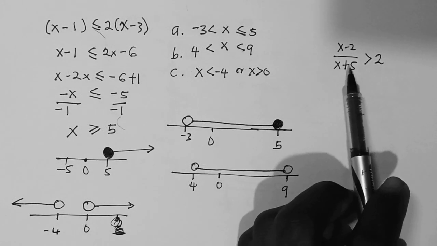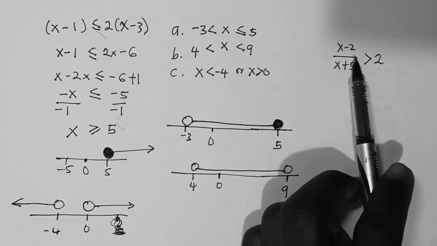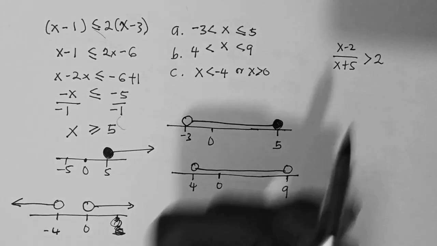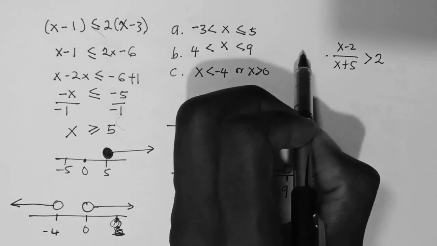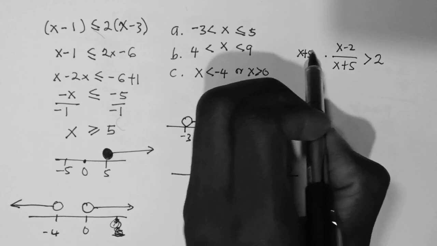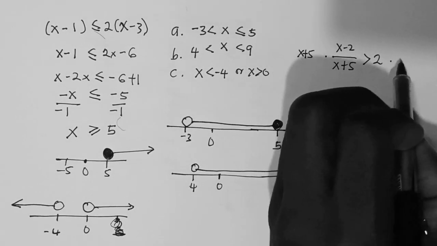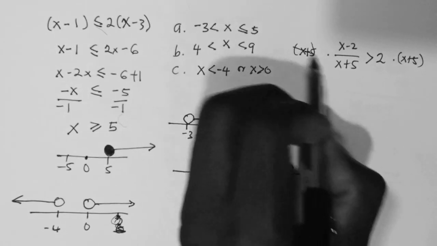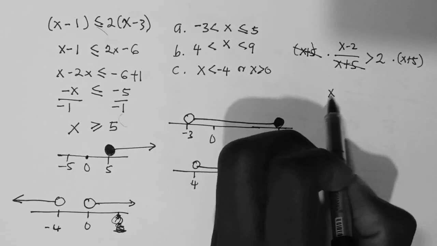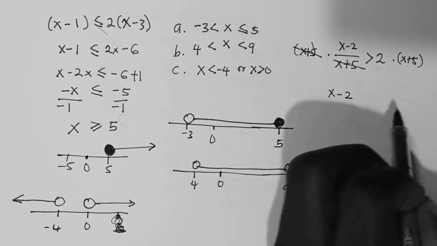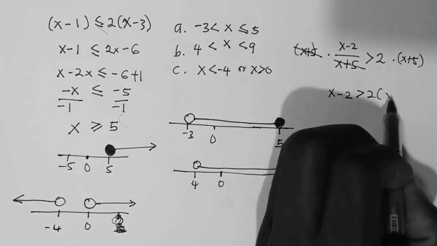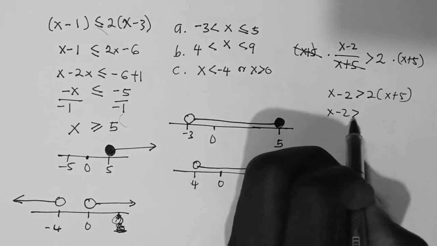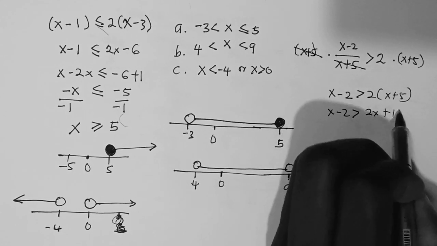Let us solve the inequality. x minus 2 divided by x plus 5 is greater than 2. So in this case, you multiply both sides by the denominator, which is x plus 5. And you multiply this side too by x plus 5. So this one and this one will cancel out. So we get x minus 2 is greater than 2 times x plus 5. So you distribute. So x minus 2 is greater than 2x plus 10.